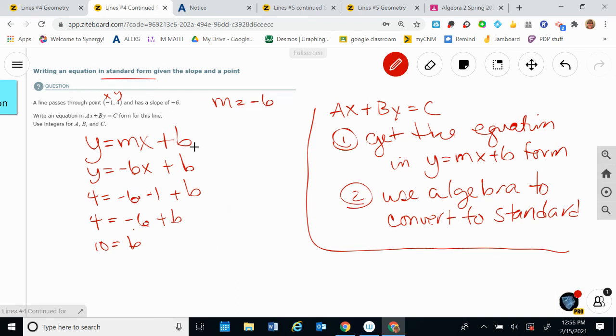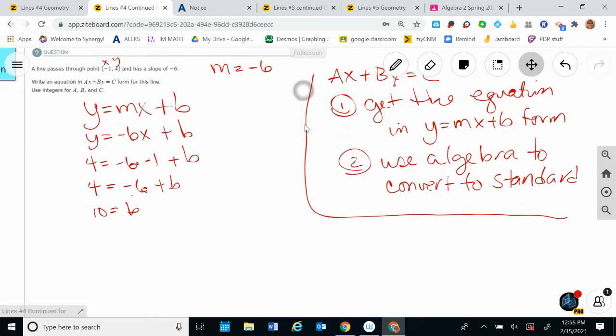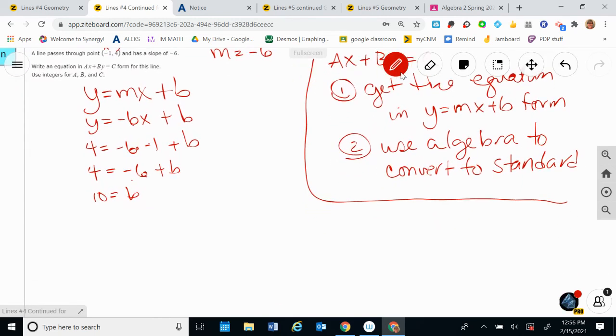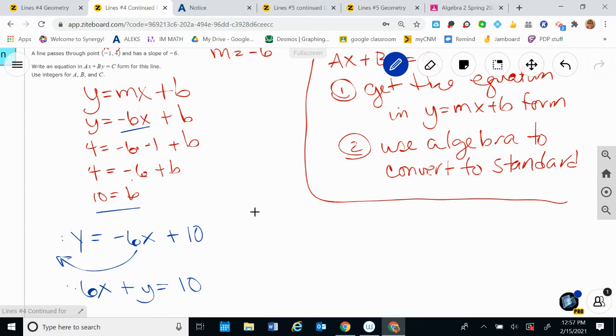So now we have an equation. Look, we have our b and we have our m. So it's y is equal to -6x plus 10. Now, using what we already talked about today, we're going to move that 6x over, and it's going to be 6x plus y equals 10. Now it's in standard form. Slope-intercept, standard. Slope-intercept, standard. Okay?